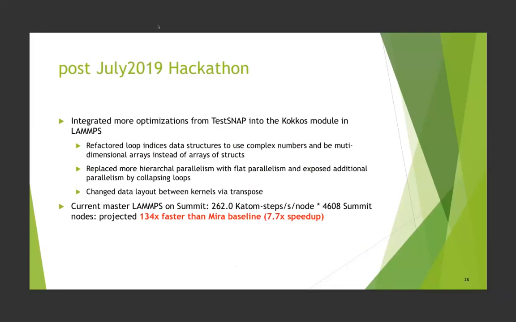And because these are so computationally expensive, we could do a transpose between the kernels and actually get a speedup. And so adding in these additional improvements from TestSNAP, we got a little below 8x speedup. And this is cumulative, so this includes the 5x speedup previously. And so we were now 134x faster than the original Mira baseline. Next slide, please.